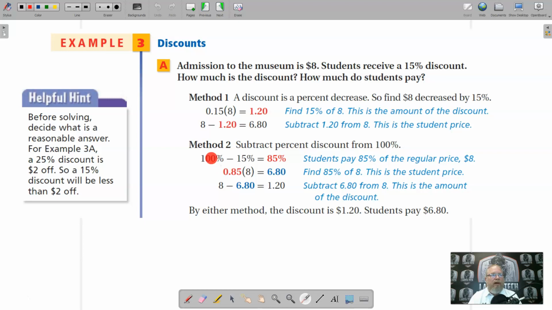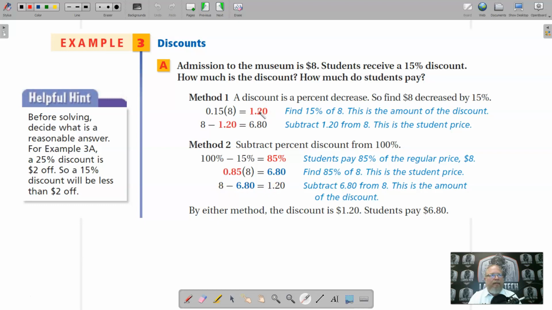you could just realize that, hey, if I'm getting 15% off, that means I'm actually paying 85% of the original cost. So 85% as a decimal is 0.85. The original amount is $8. 0.85 times 8 is $6.80. So, this is to find the discount. So 8 minus 6.80 is $1.20.